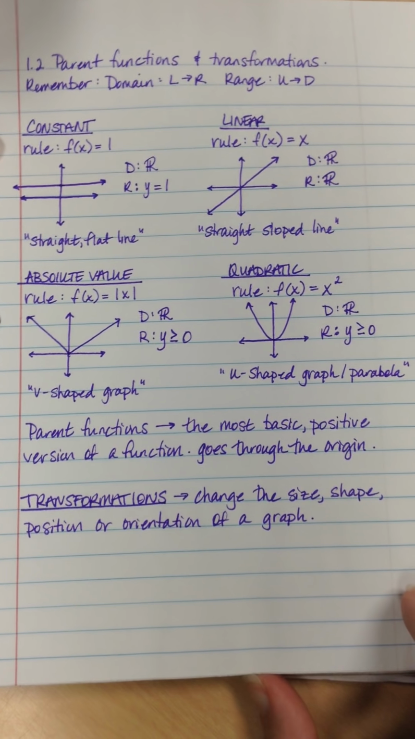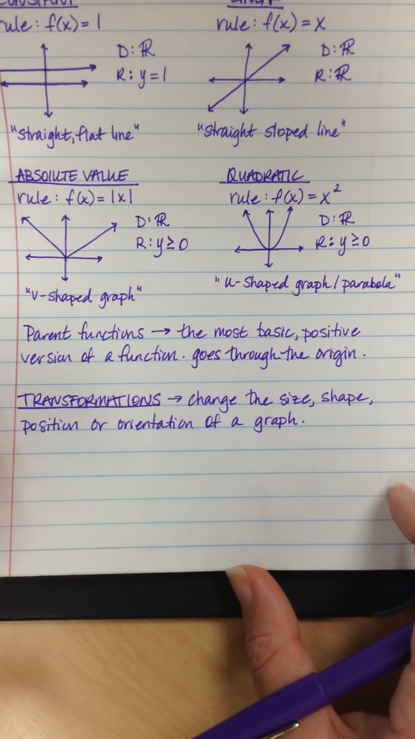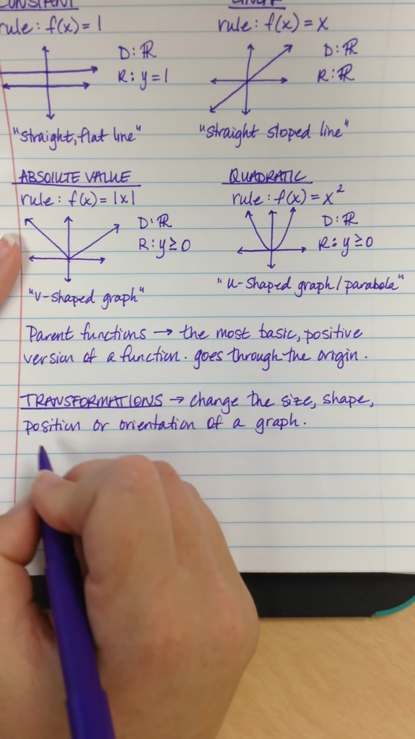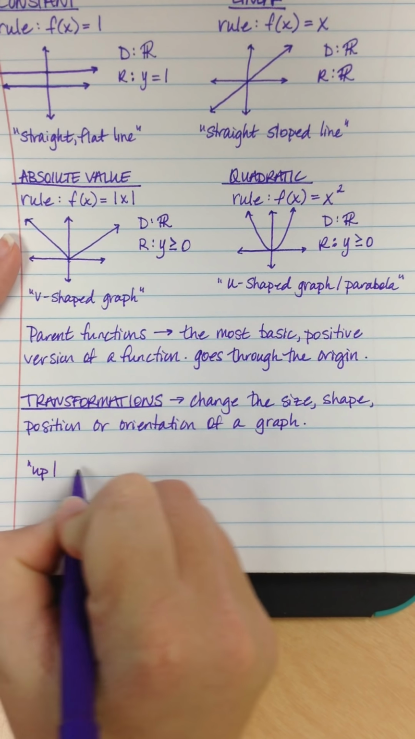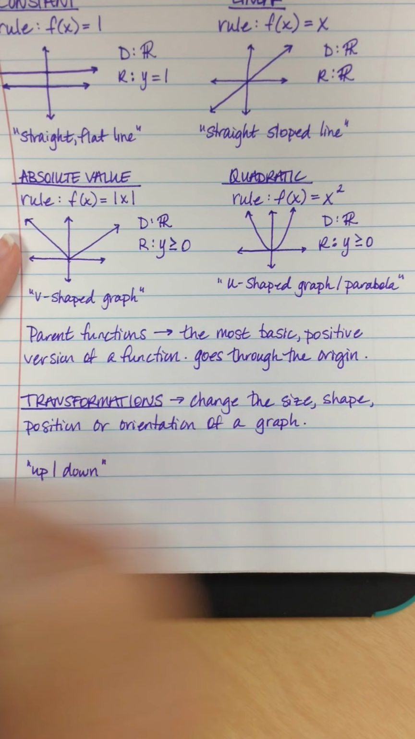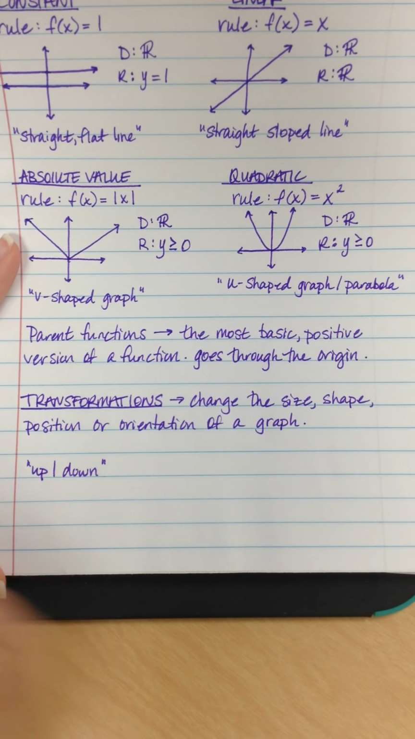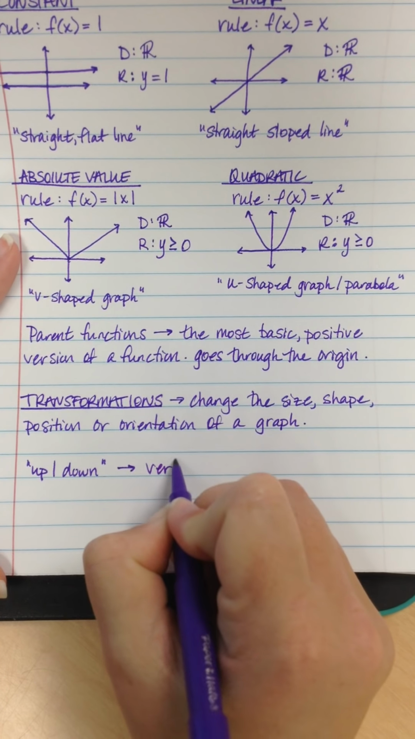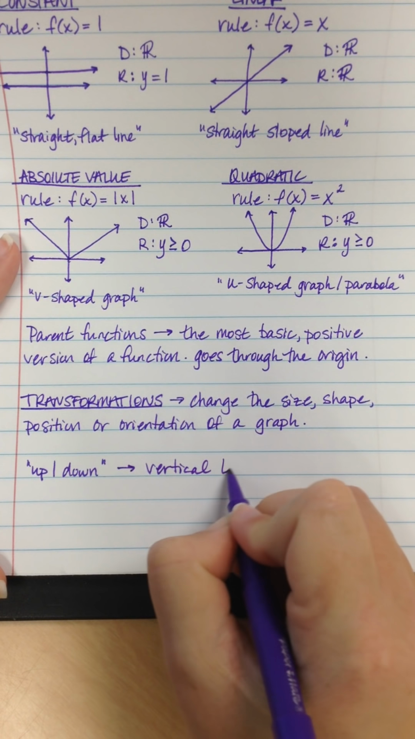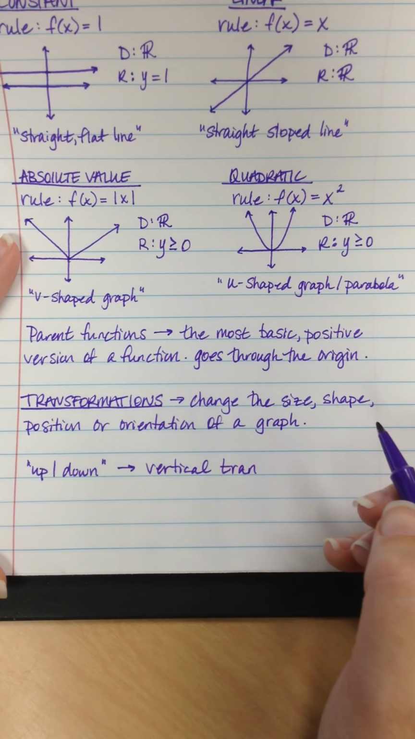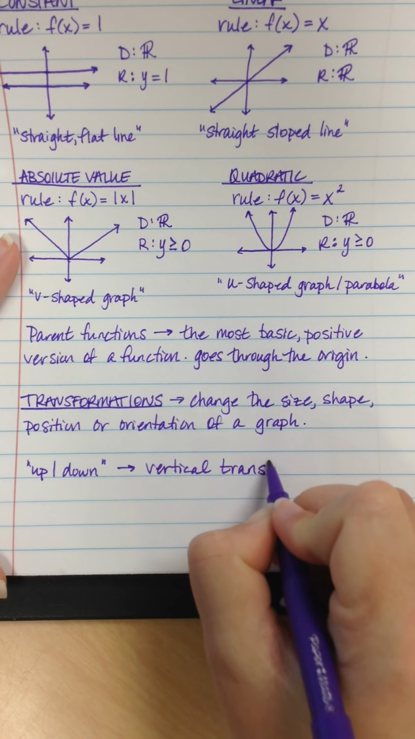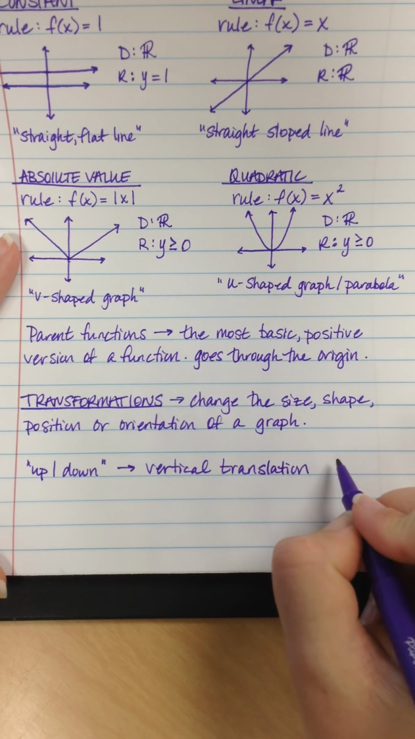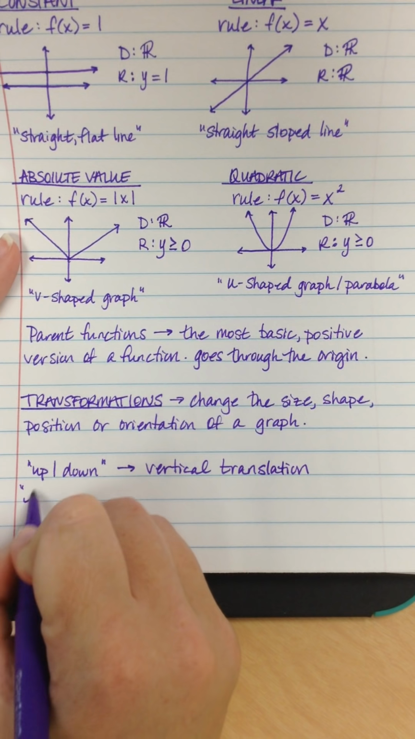Okay, so a few of the basic transformations that we have. If we are going to move up or down, so any of the above graphs, we can move them up or we can move them down. As we talked about before, hopefully, this is a vertical transformation, or it could be called a vertical translation. Up and down, it's vertical. It's a no-brainer.